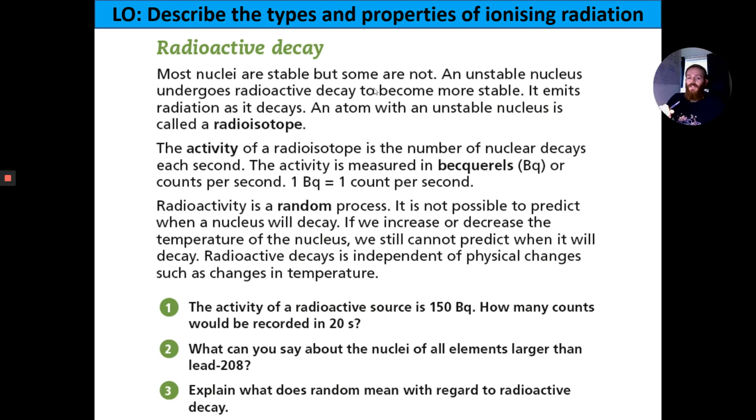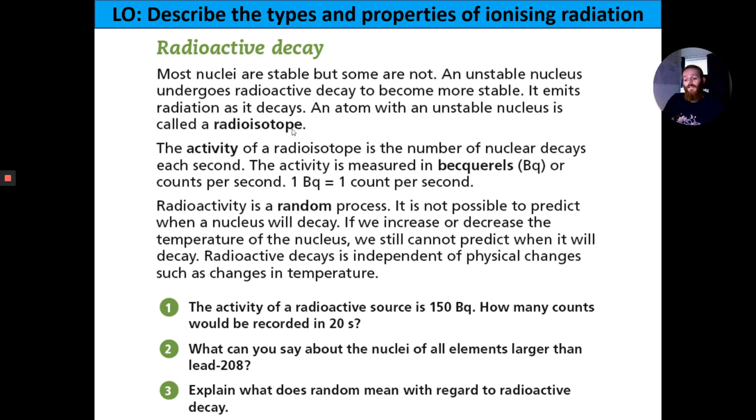Okay, so there's a big block of text there. I'm going to read it out to you. This is about radioactive decay. So most nuclei are stable, but some are not. An unstable nucleus undergoes radioactive decay to become more stable. It emits radiation as it decays. An atom with an unstable nucleus is called a radioisotope.